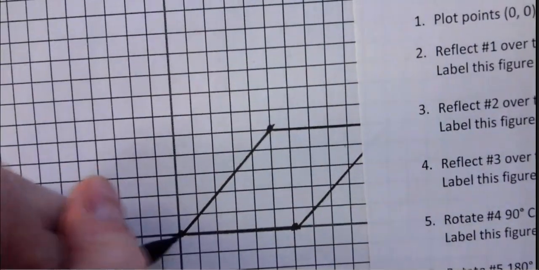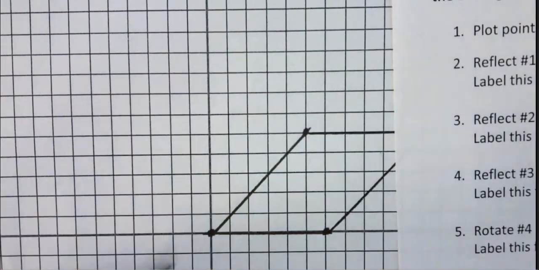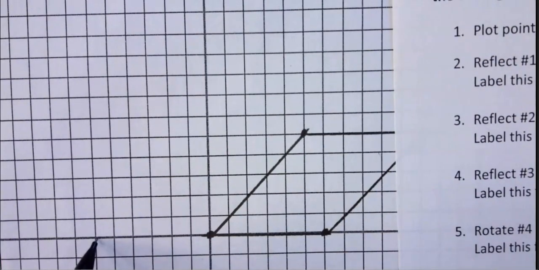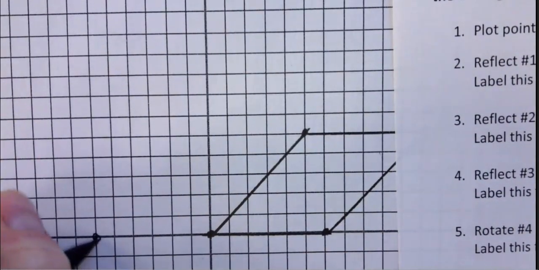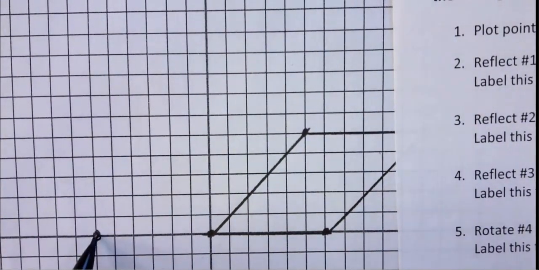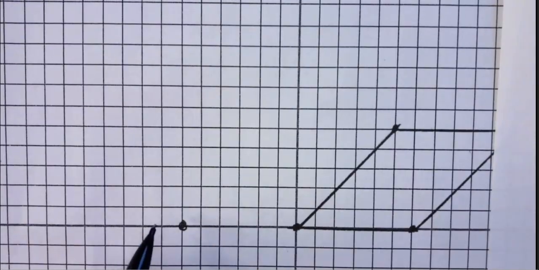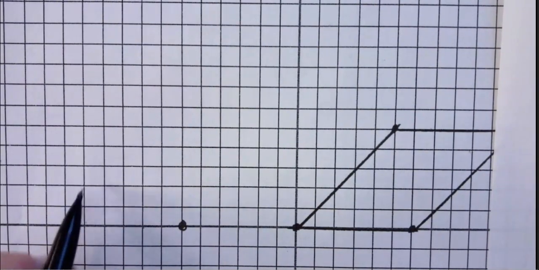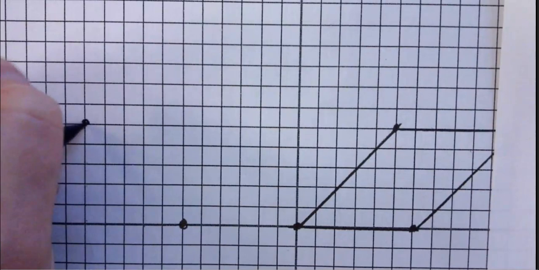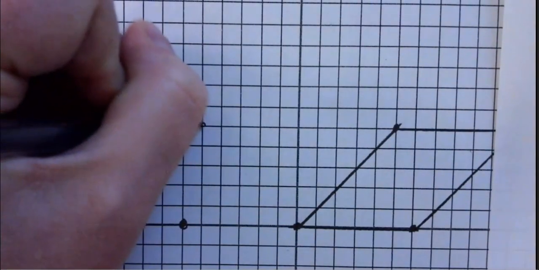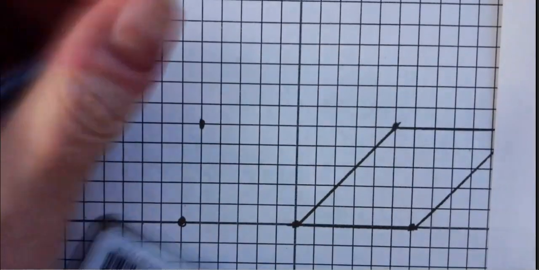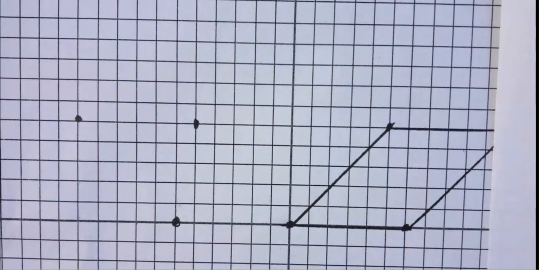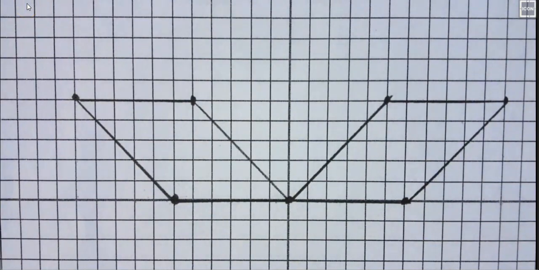So now it's (0, 0) again, and then (-6, 0): 1, 2, 3, 4, 5, 6. Make sure you count correctly. And then (-11, 5). So this starts at 6, 7, 8, 9, 10, 11, then 1, 2, 3, 4, 5. And then (-5, 5). And then we end up connecting all the dots. Okay, and now we have this shape. So that shape got reflected over the y-axis.